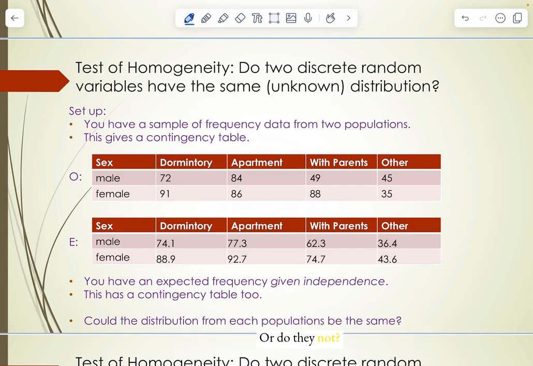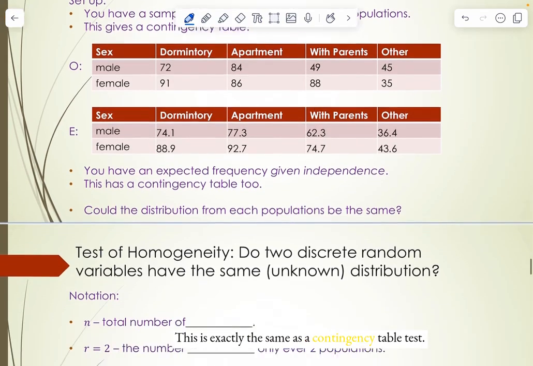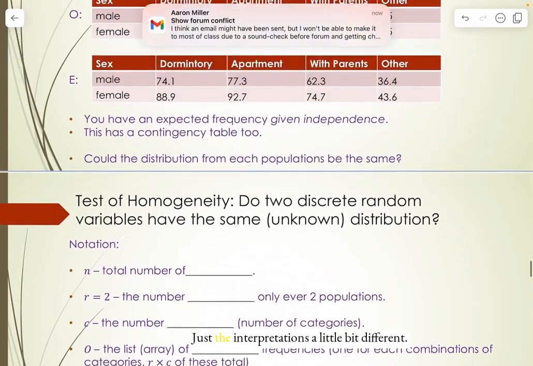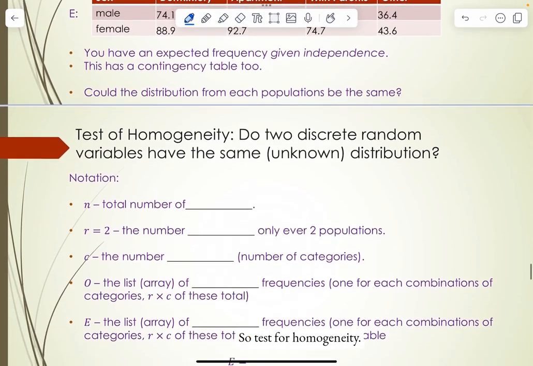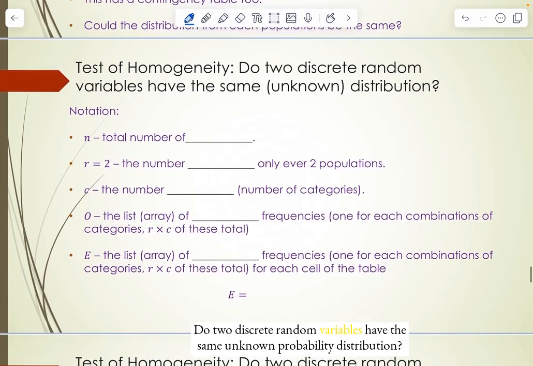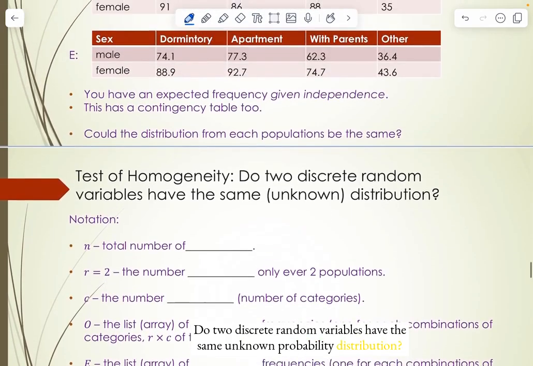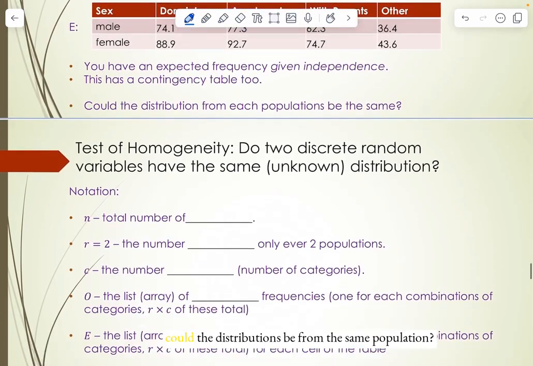or do they not? This is exactly the same as a contingency table test, just the interpretation's a little bit different. Okay, so test for homogeneity. Do two discrete random variables have the same unknown probability distribution? The interpretation is different, but the way you do it is the same. Could the distributions be from the same population?